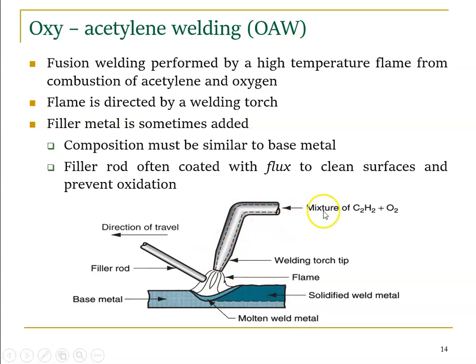Through the nozzle we send two gases, a mixture of C2H2, acetylene, and O2, oxygen. Both gases mixed increase the temperature and create the flame. The flame is passed to the joints. In order to add material, we use a filler rod. This is what oxy-acetylene welding is.